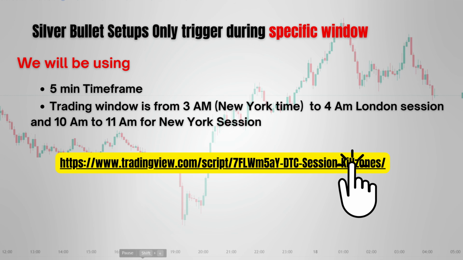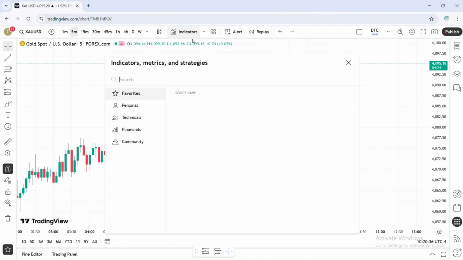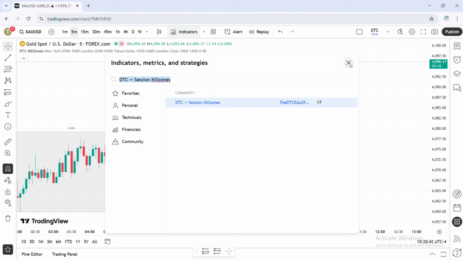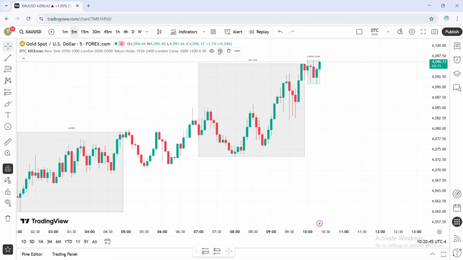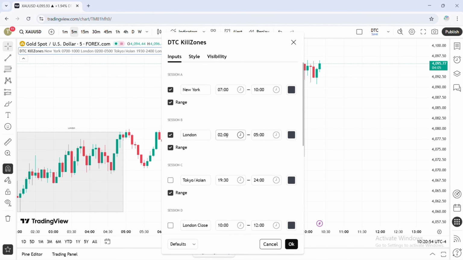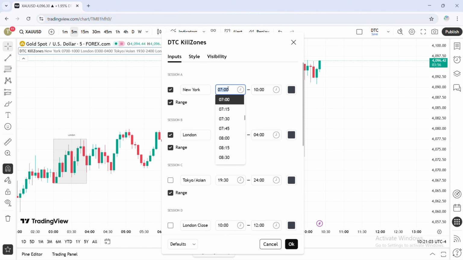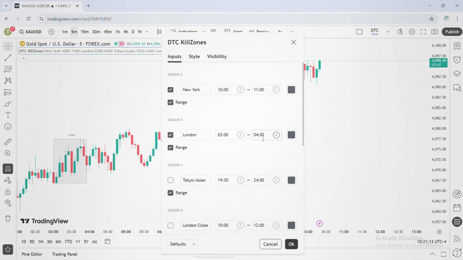Now simply, click the TradingView indicator link in the description and apply the indicator on your chart. Or go onto TradingView, open your 5M chart, and add the DTC Session Kill Zones indicator by the DTC EDU official. In the settings, uncheck Tokyo and London close sessions. We only want London and New York visible. Then, change the timings of the London session to 3 a.m. to 4 a.m., and New York session to 10 a.m. to 11 a.m. This structure helps you visualize the exact time box where setups form.